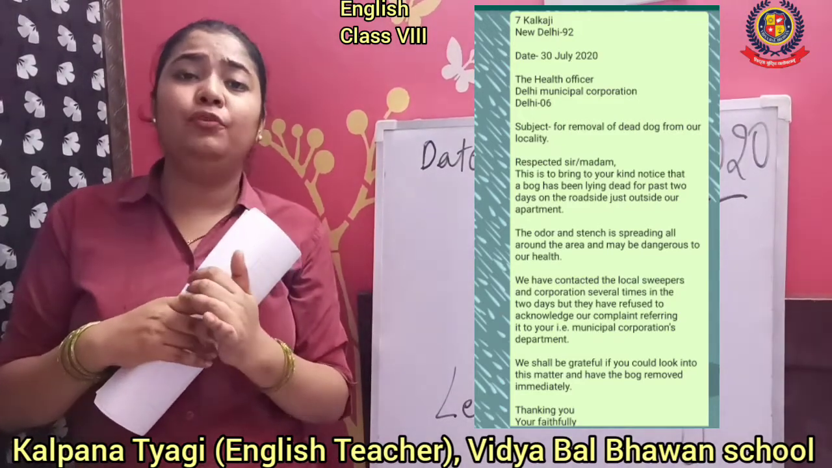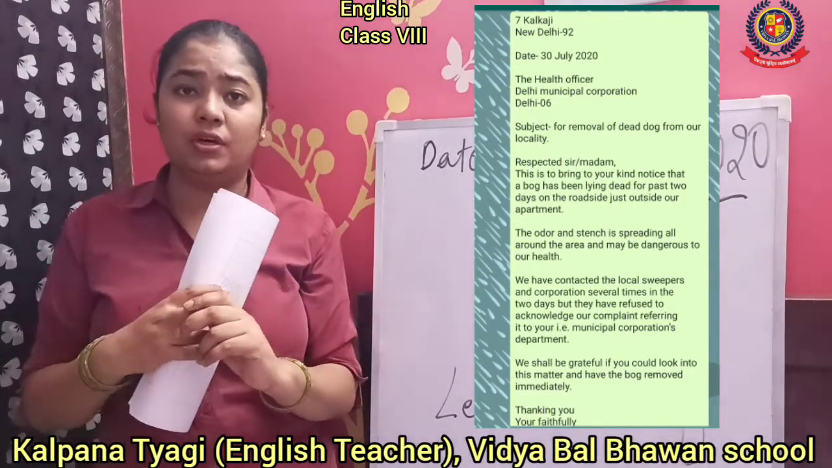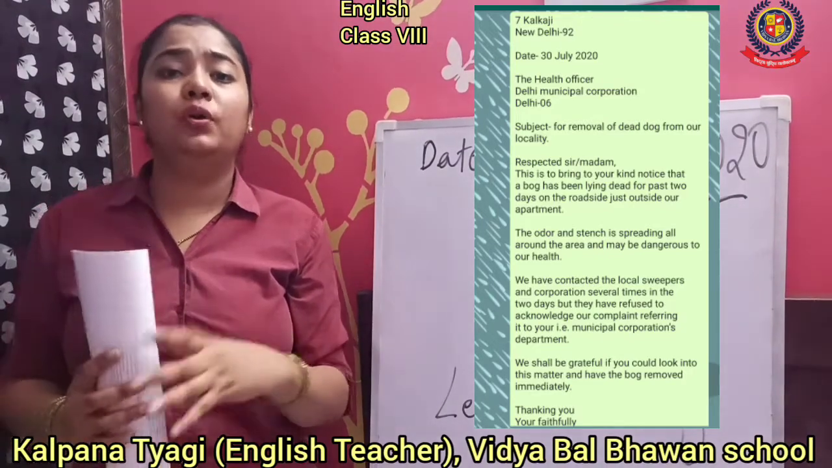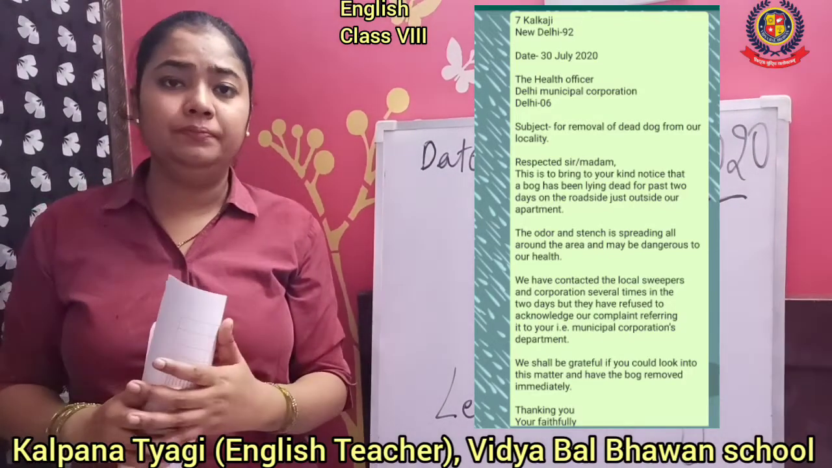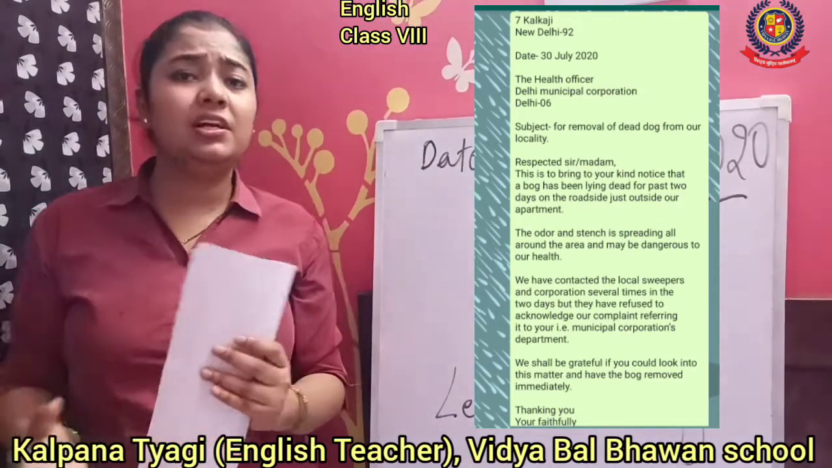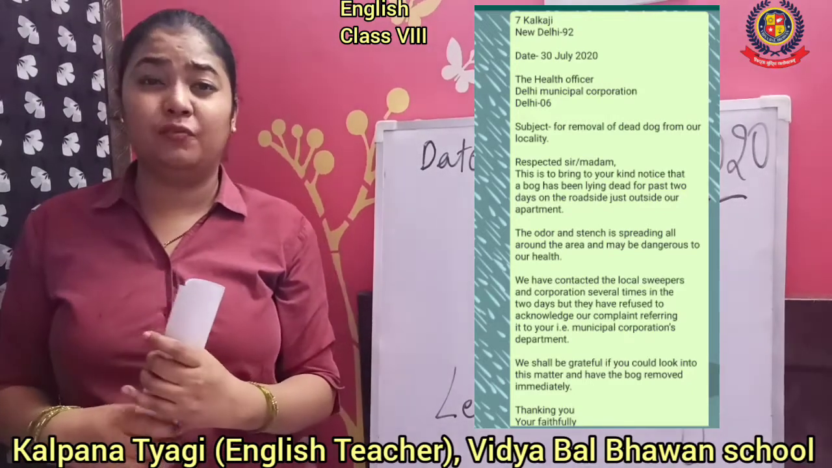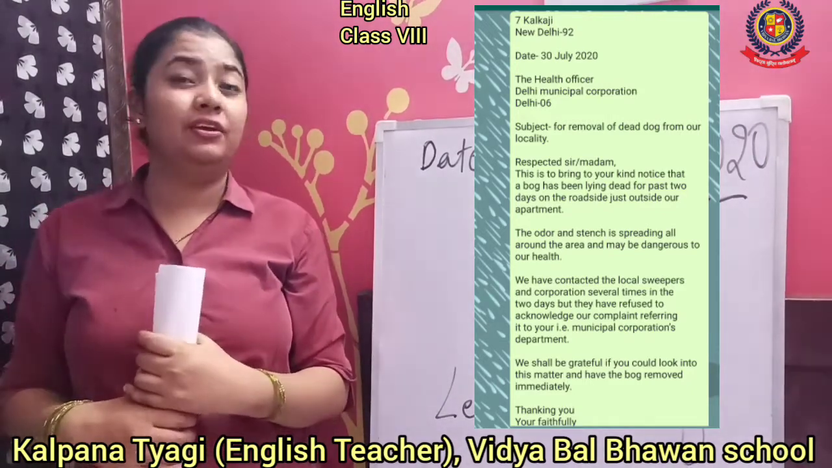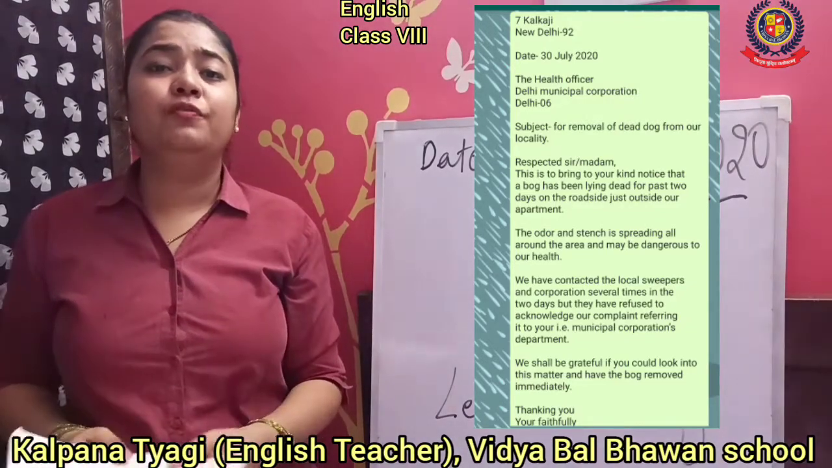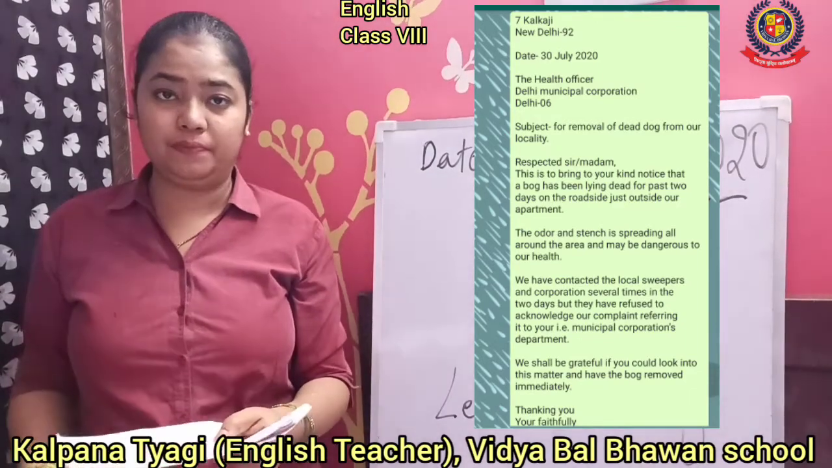You also have to mention that some people are refusing to remove it themselves. So in the end, you have to request the authority to come and help, because children are unable to move outside and old people are feeling very sick from the bad smell of that dead dog. Okay students, this is the body part, in which you are completely free to give any response.